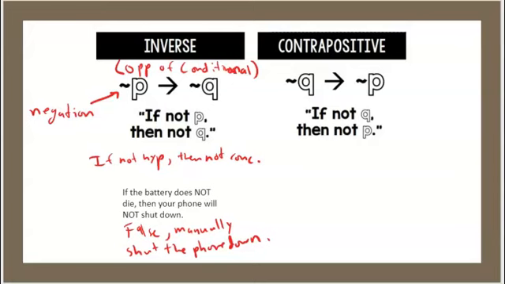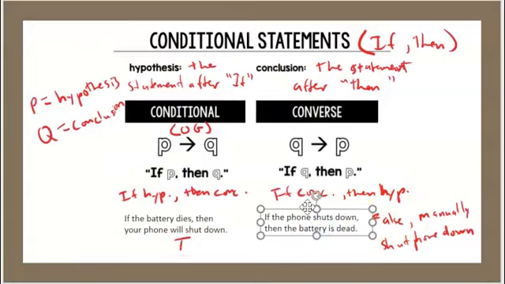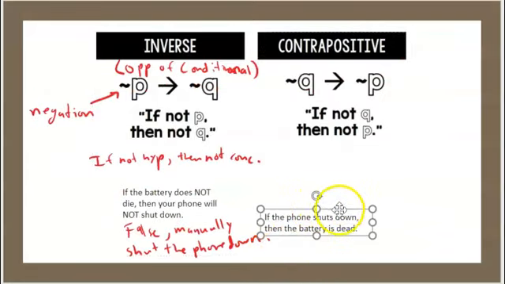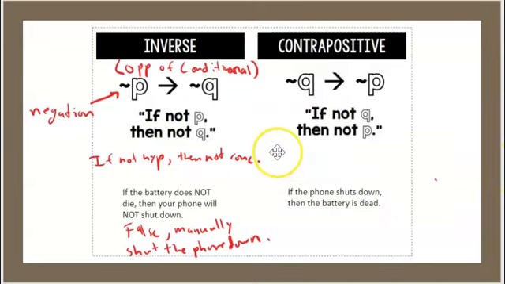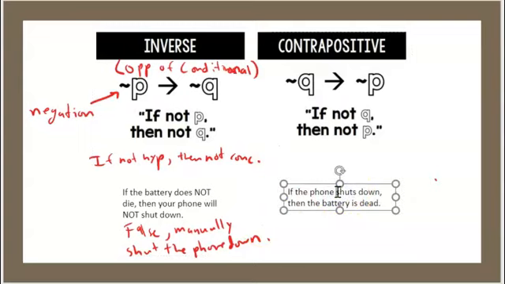And then finally, I'm going to go back and copy and paste that again for the contrapositive statement. Our contrapositive is the exact opposite of our inverse, which again is switching the place of the hypothesis and the conclusion. So if the phone does not shut down, then the battery is not dead.